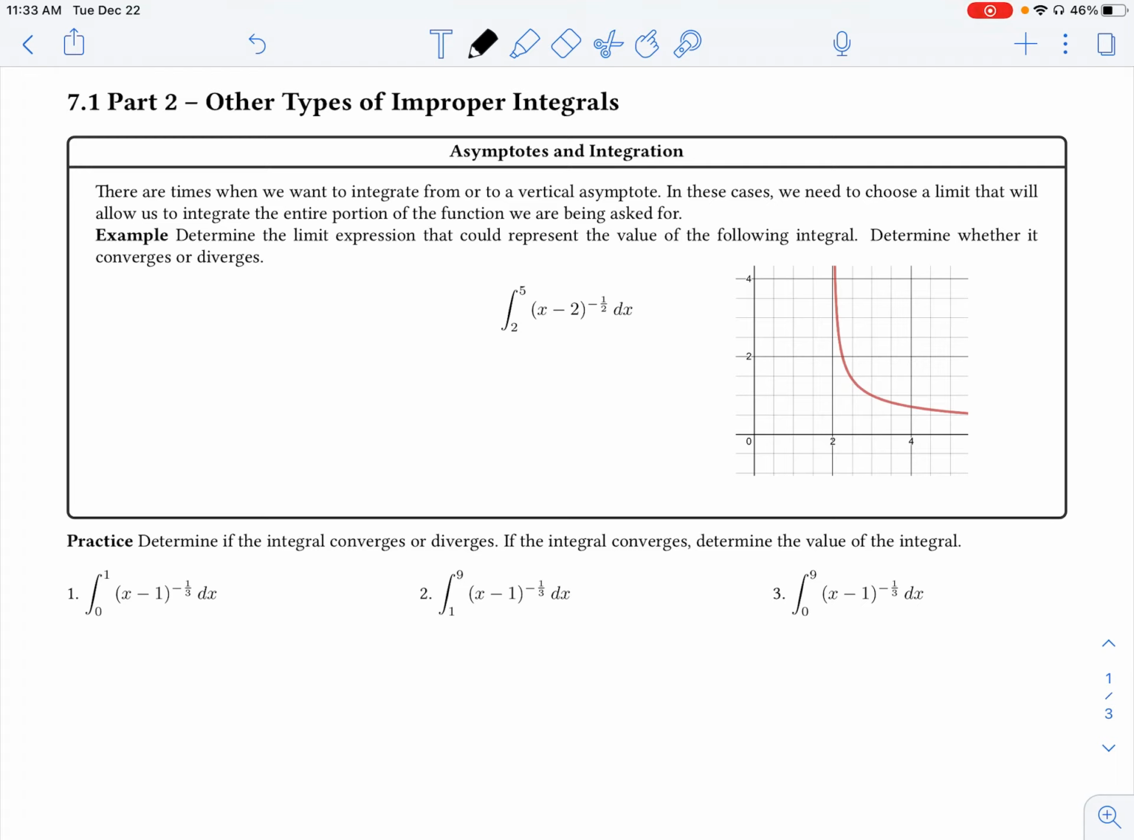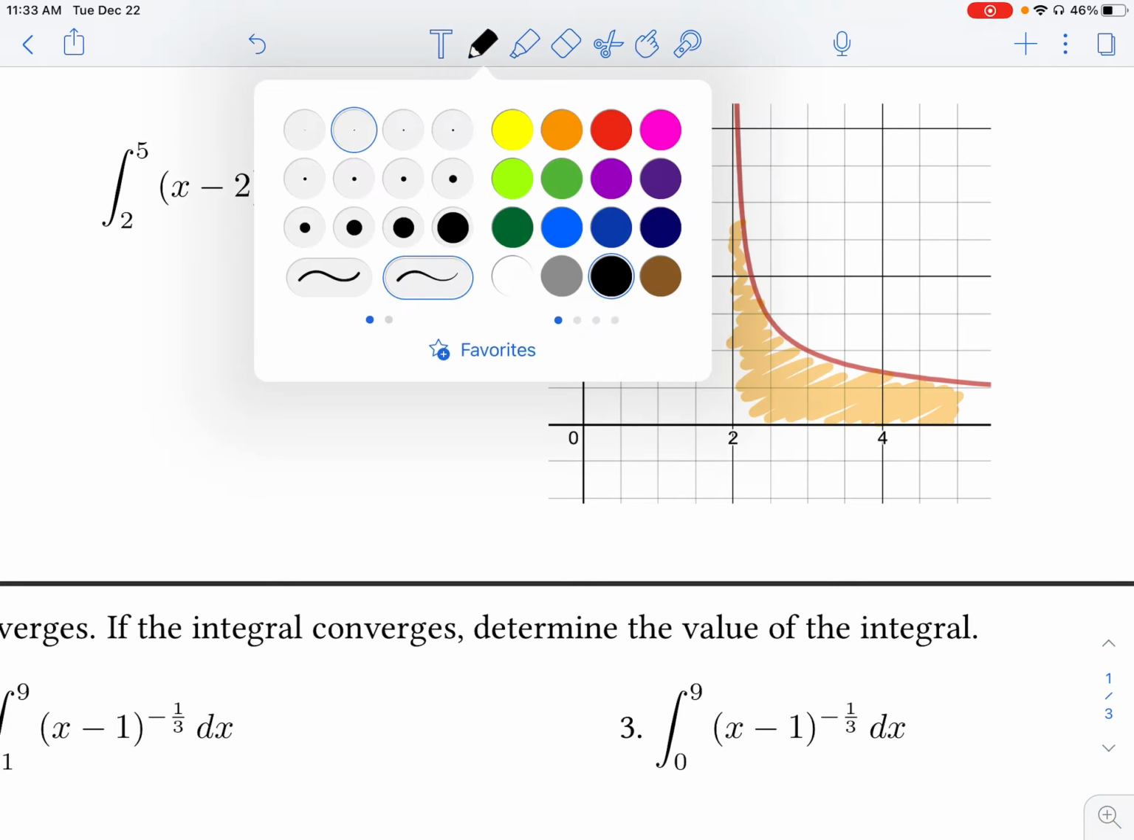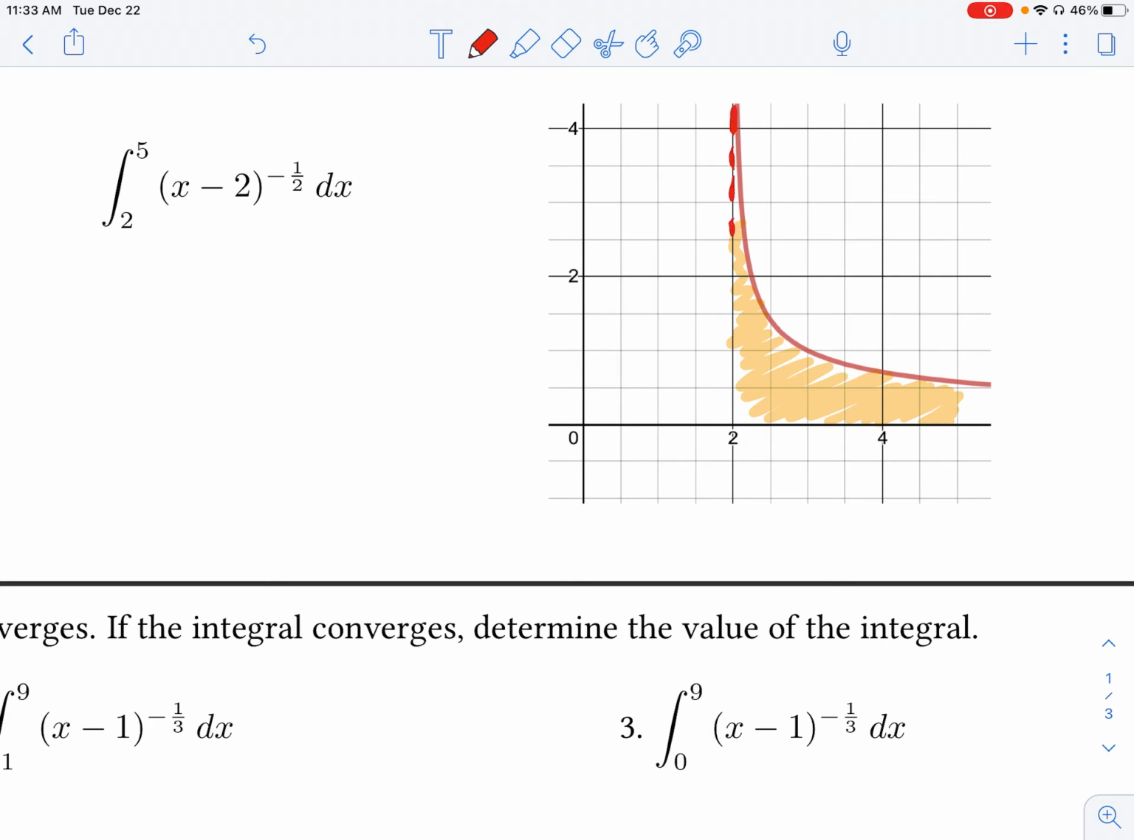So let's take a look at this particular example here. We've got the integral of 1 over root x minus 2. If we're integrating this from 2 to 5, let's think about what this is saying. We're effectively trying to find the area underneath this curve from 2 all the way to 5. The problem is that we have a vertical asymptote here at 2.